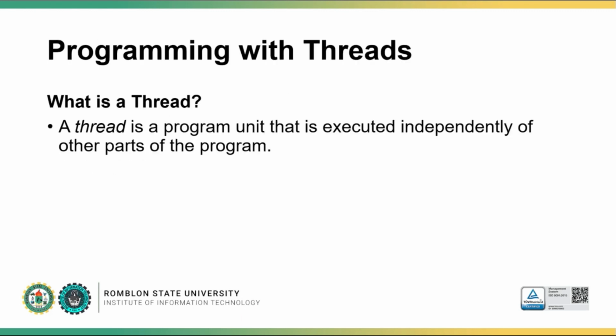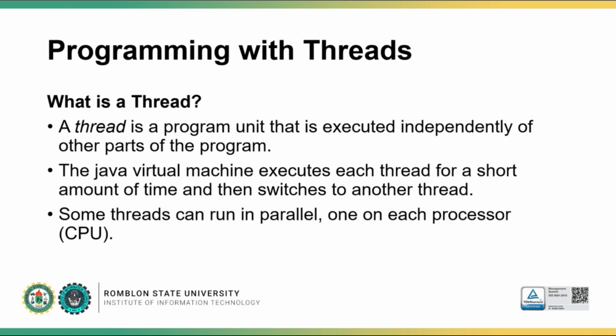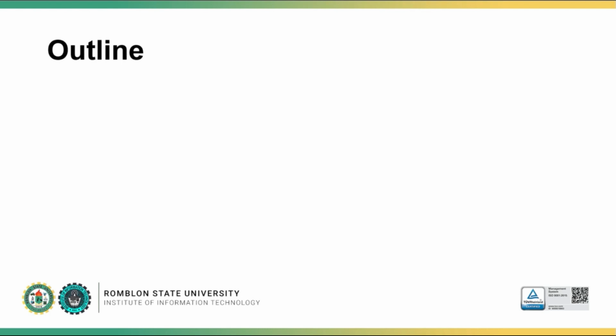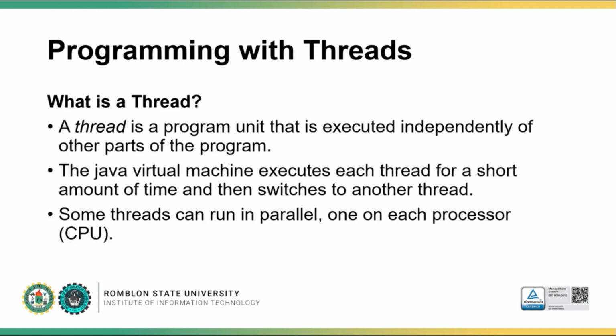By definition, what is a thread? A thread is a program unit that is executed independently of other parts of the program. In development, usual programming is straightforward, where the code runs from top to bottom. With the use of threads, we are able to parallelize, or create a program that runs in parallel, or at the same time.